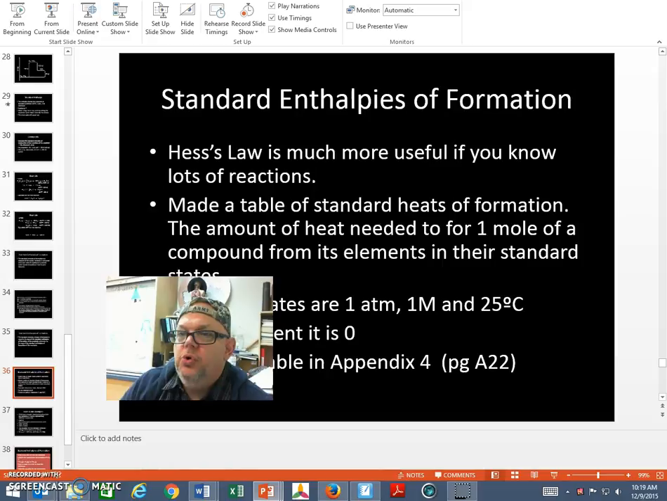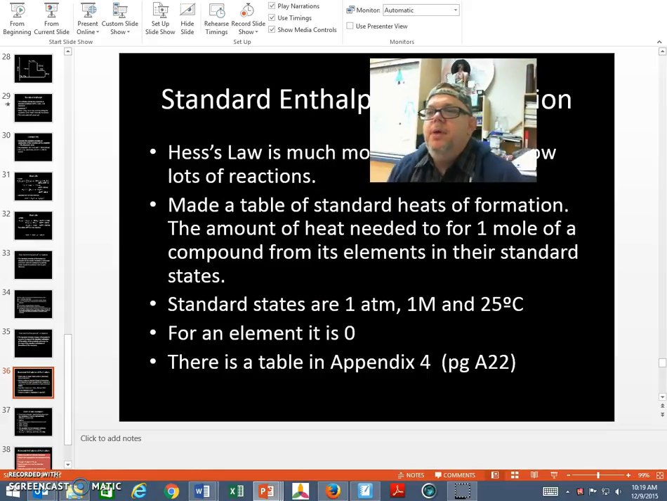So Hess's law, of course, makes a difference when you know a bunch of reactions. But remember, I will give you the information of the standard heats of formation. Now, typically that's for 1 mole of something. What are the conditions for the standard states? 1 atmosphere, 1 molar, and 25 Celsius. Now, for an element, it's 0.